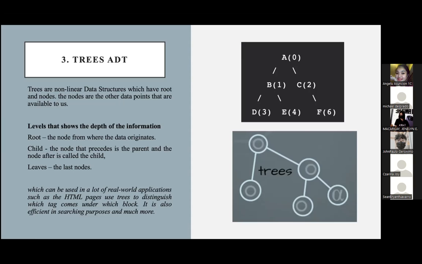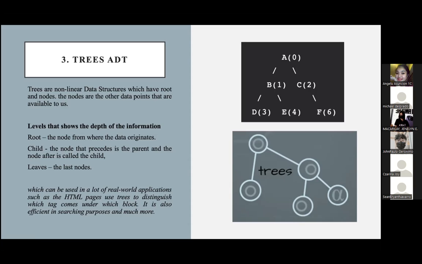So yung root daw po, the root node, ito po yung node from where the data originates. And as you can see po sa example, yung sa A, B, C, D, and E, F, yung root node po is yung A, which is represented as 0. Then, sinasabi po na yung root node po is a tree without any parent. Yun po kasi, as you can see po, yung A is nag-iisa lang po siya sa taas.